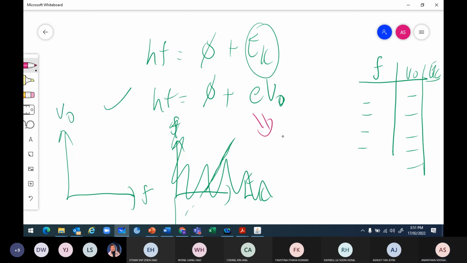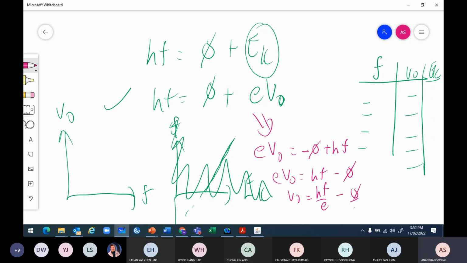Use this. So V naught is what? Negative work function plus hf, right? So eV naught is hf minus the work function. So V naught is hf over e minus work function over e. Is it a straight line? Is it portraying a straight line?